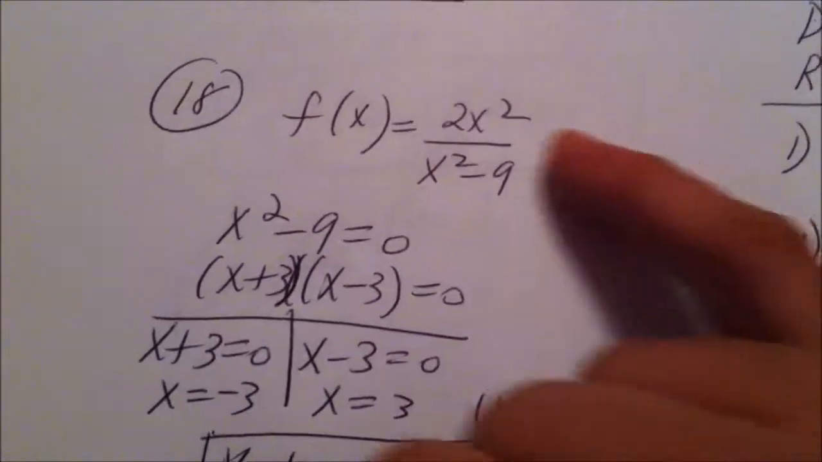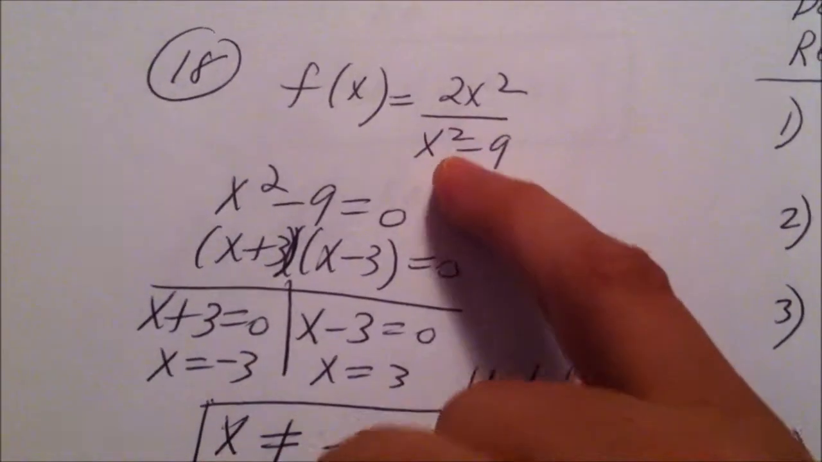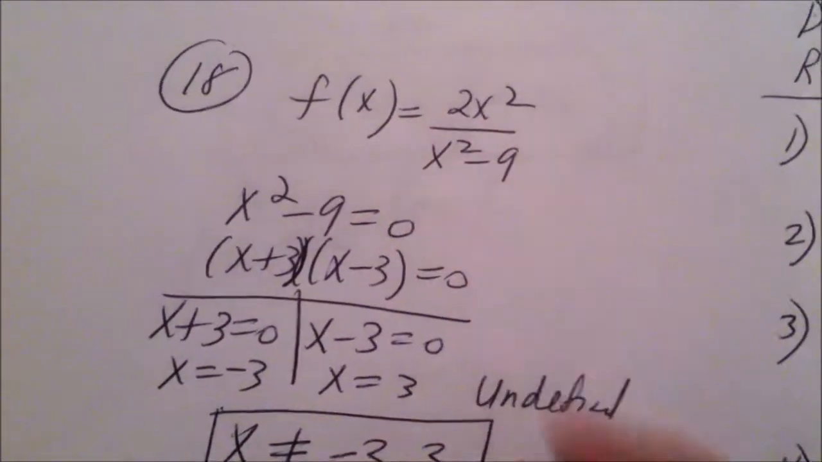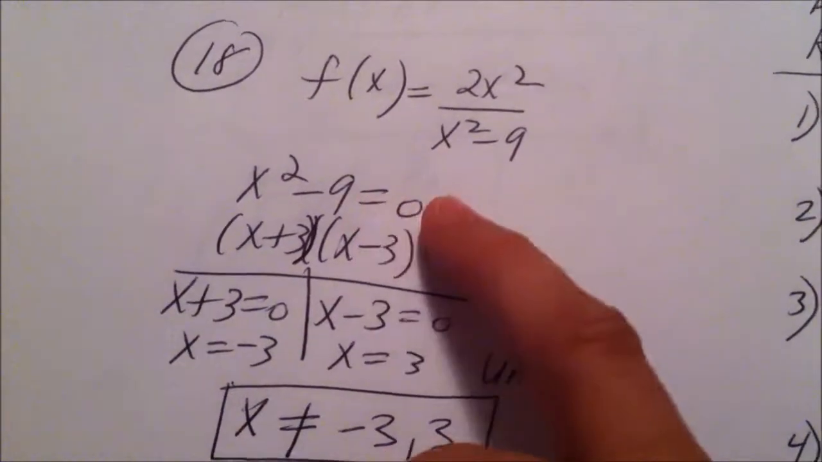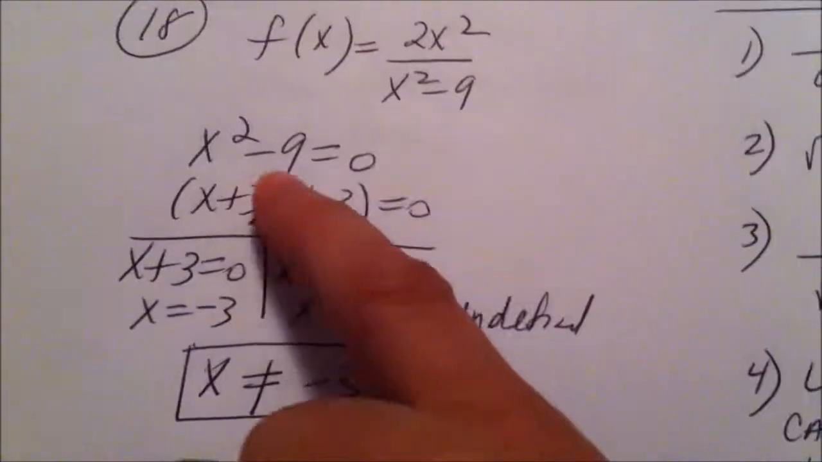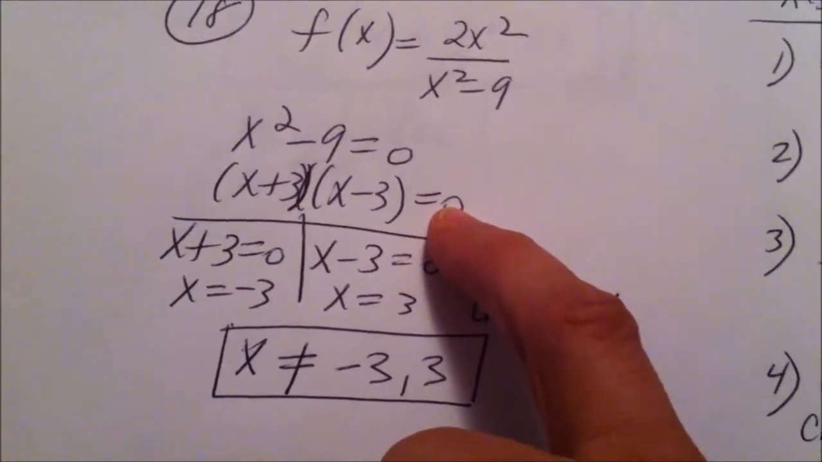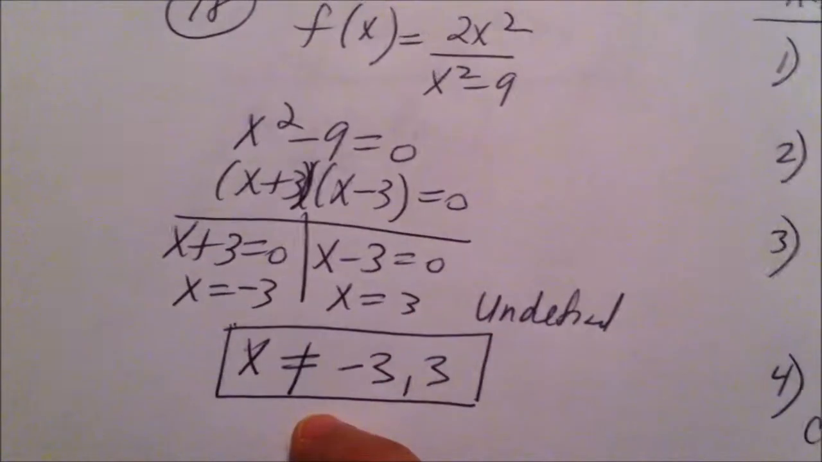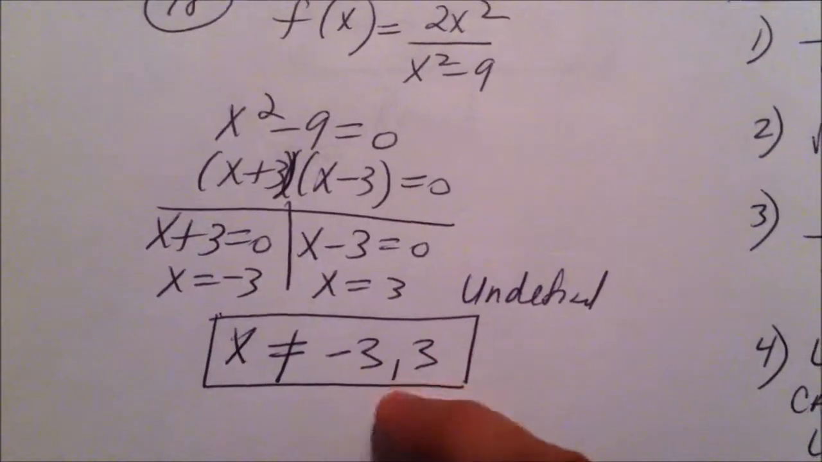For number 18, you had a fraction. You had a quadratic on the bottom, which means there are 2 values that are going to cause this to be set equal to 0. Some teachers say set this not equal to 0. I say set it equal to 0 and then say it's not in the end. So we set the denominator equal to 0. We factor using difference of two squares. Set each factor equal to 0. And these are the 2 values, -3 and 3, that would cause this fraction to be undefined.